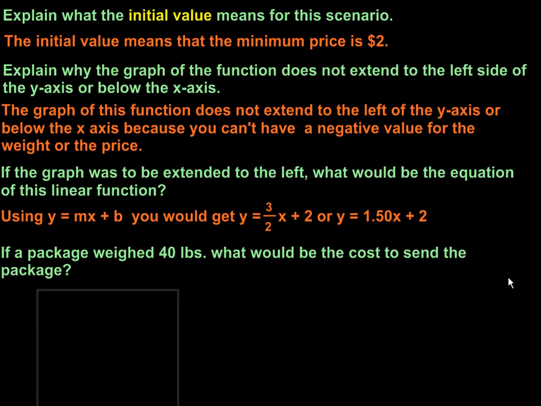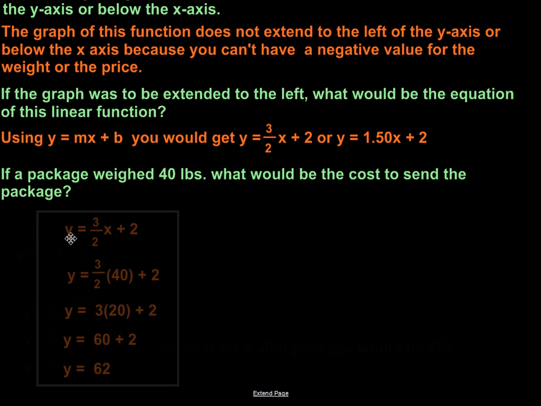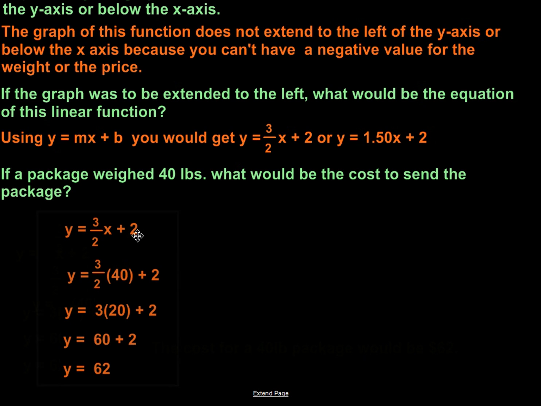And if a package weighed 40 pounds, what would be the cost to send the package? Well, taking y equals 3 over 2x plus 2 and substituting 40 pounds for x, we get y equals 3 over 2 times 40 plus 2. Now, the 2 would cancel out, and the 40 would become 20. So that's going to leave us with y equals 3 times 20 plus 2, which breaks down to y equals 60 plus 2, or y equals 62. So the cost of sending a package that weighs 40 pounds would be $62.